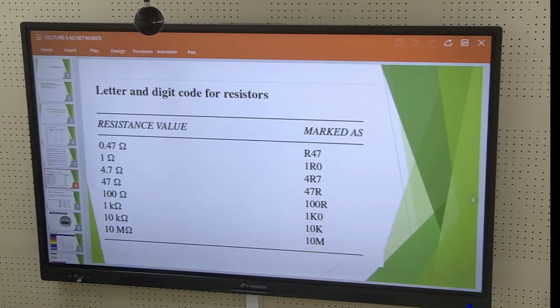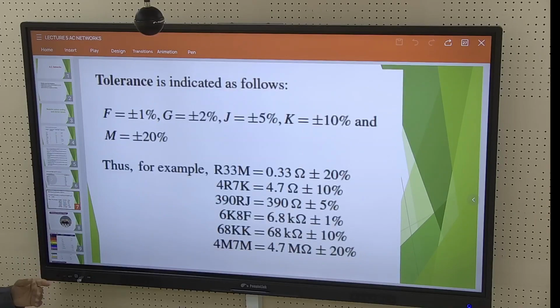Letter and digit code for resistance, like 0.47 ohm, is marked R47. 1 ohm is 1R0, 4.7 ohm is 4R7, 47 ohm is 47R, 100 ohm is 100R, 1 kilo ohm is 1K0, 10 K ohm is 10K, etc. So this is also another coding you might find.